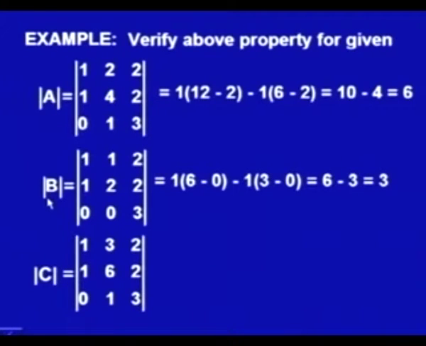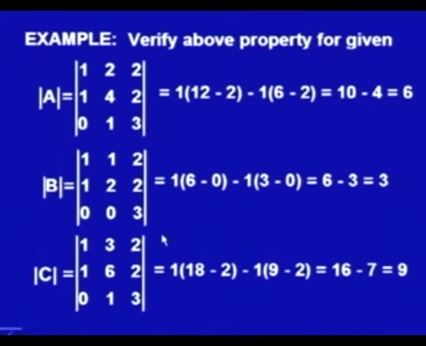As far as the determinant of B is concerned, I will use the same column for evaluating the determinant, and it comes out to be 1 into 6 minus 0 minus 1 into 3 minus 0. So, the final result is 3. Similarly, the third determinant is 1 into 18 minus 2 minus 1 into 9 minus 2, and that gives me 9. One can check that determinant C, which is 9, is equal to determinant A plus determinant B, which is 6 plus 3. So, we have verified the result.